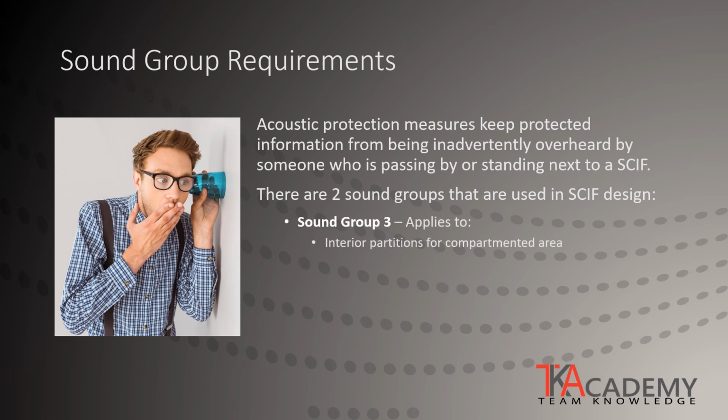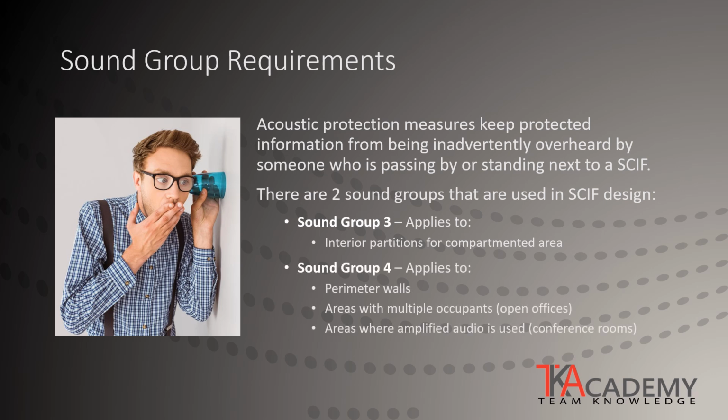Sound Group 3 applies to interior partitions that define compartmented areas internal to a SCIF. Sound Group 4 applies to perimeter walls, areas which have multiple occupants or users, such as in a shared open office work area, and spaces where amplified audio may be used, such as a video conference room.